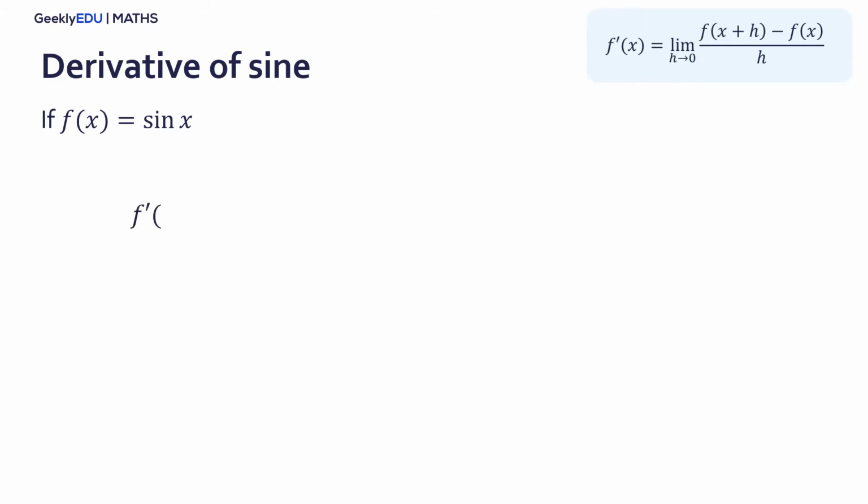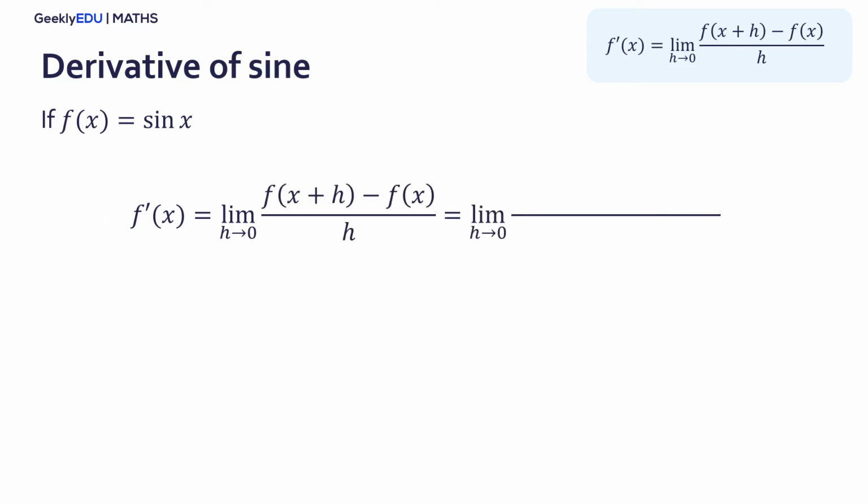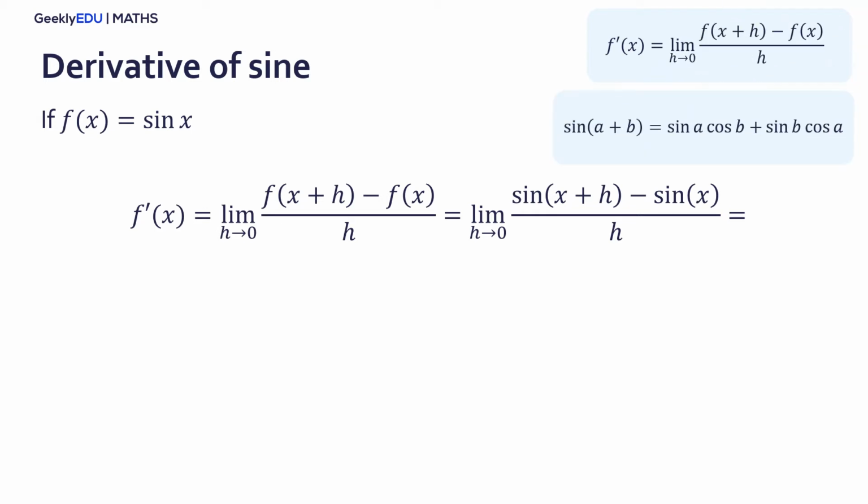Let's calculate the derivative of the sine function, using the definition of the derivative. The first step is to evaluate the sine function in the definition. And using the trigonometric identity for the addition in the phase of the function, we can substitute sine of x plus h.